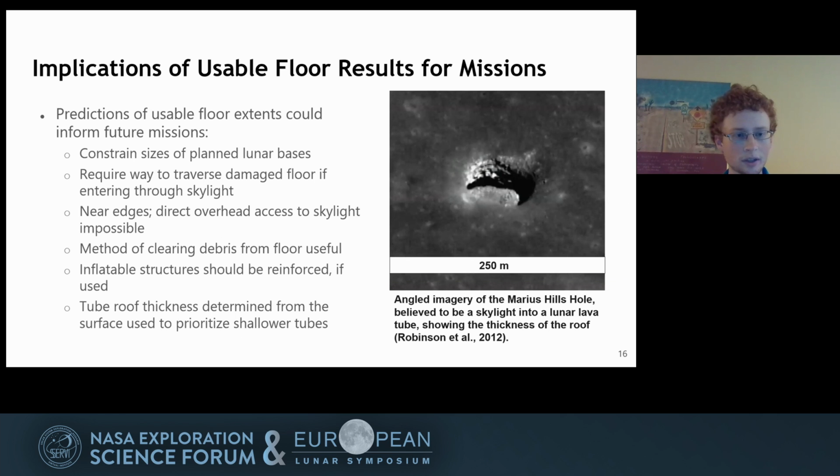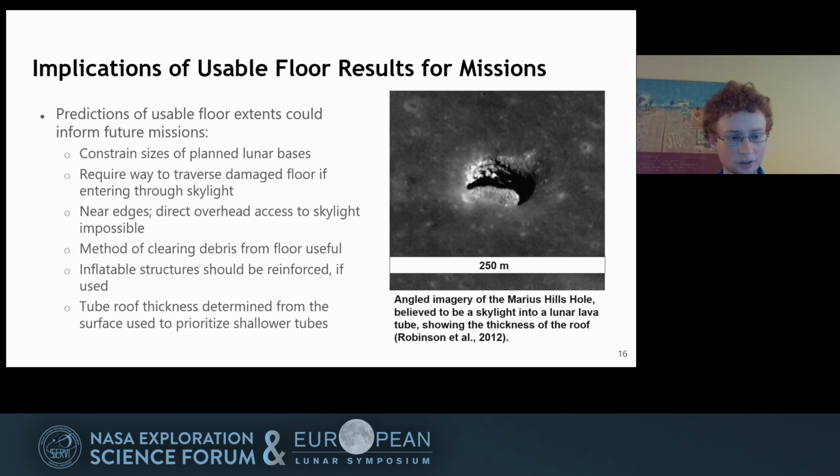I think my findings about usable floor regions inside the tube could have multiple different implications for future lunar missions. They could constrain the sizes of planned lunar bases, and also since I found usable floor region to be only near the edge of the tube, this would mean that if we entered the tube through a skylight and arrived at the center of the tube, we would need a way to traverse over a damaged floor. Also, since the usable floor regions are near the edges, direct overhead access to a skylight for things like solar power will be impossible. So we need to find some sort of way to work around this. Also, a method of clearing debris from the floor would be useful. And inflatable structures, if they're used, should be reinforced to account for the large amounts of debris and cracking expected that may have sharp edges.